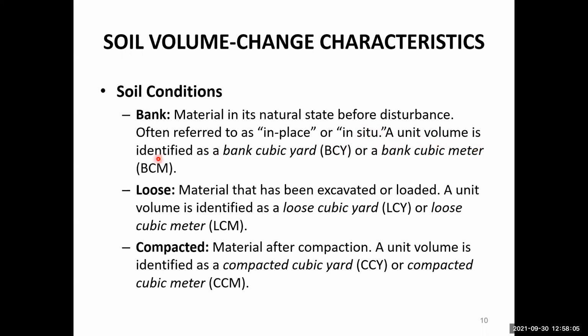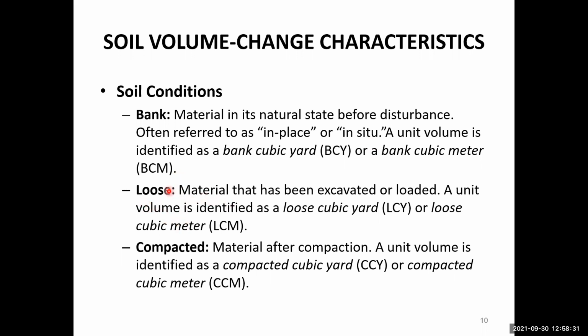So a unit volume is identified as a bank cubic yard or bank cubic meter, BCY or BCM. So the volume of the soil in the bank condition is called the bank volume. If it is measured in cubic yards or cubic meters, it is measured in bank cubic yards or bank cubic meters. Okay. Then there's another condition which is called the loose condition.